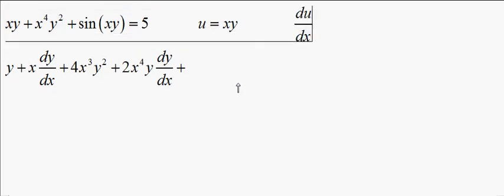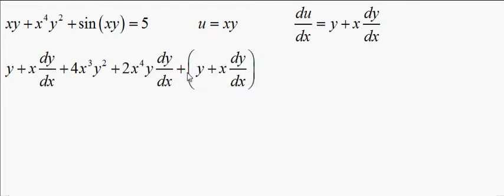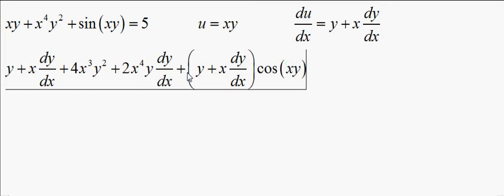du/dx is equal to, well, you once again have to use the product rule on this. So it's going to be y plus x dy/dx. That's du/dx, because this is actually a product of two functions. So when you do the chain rule, you're going to have to multiply this, and then this is going to be cosine of xy. And then equals 0 because the derivative of 5 is 0.